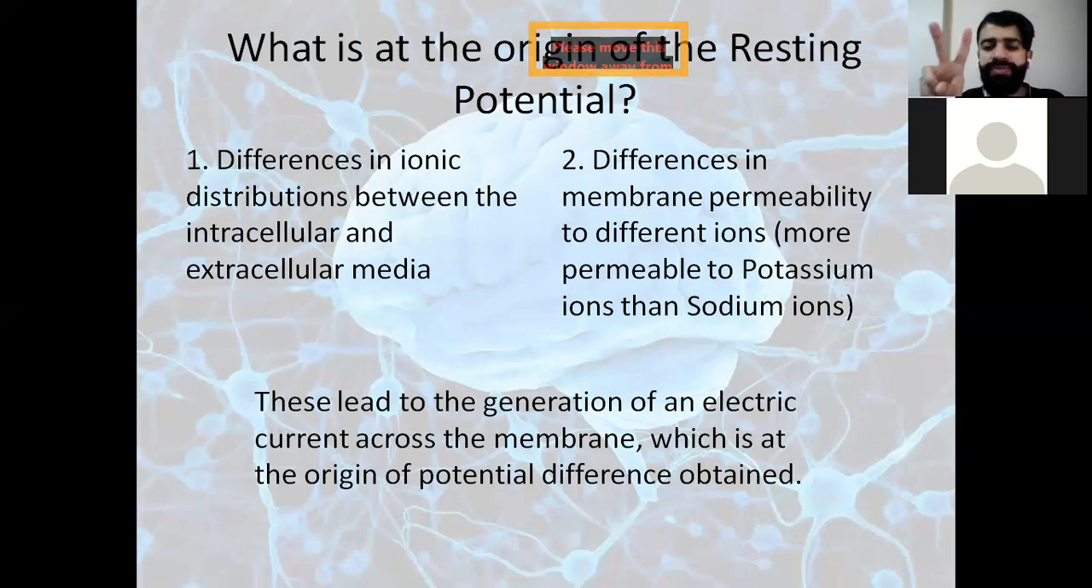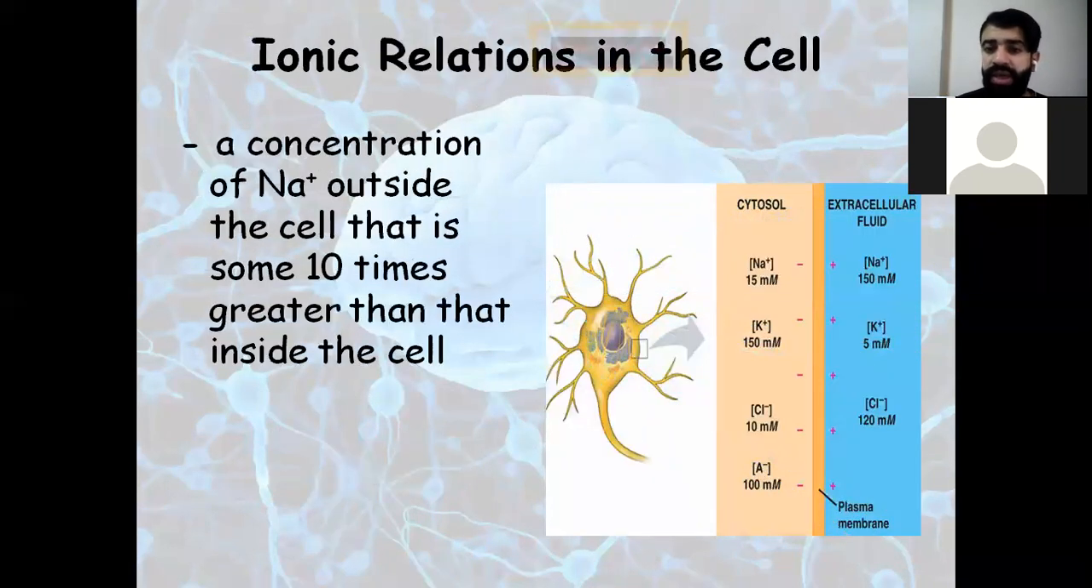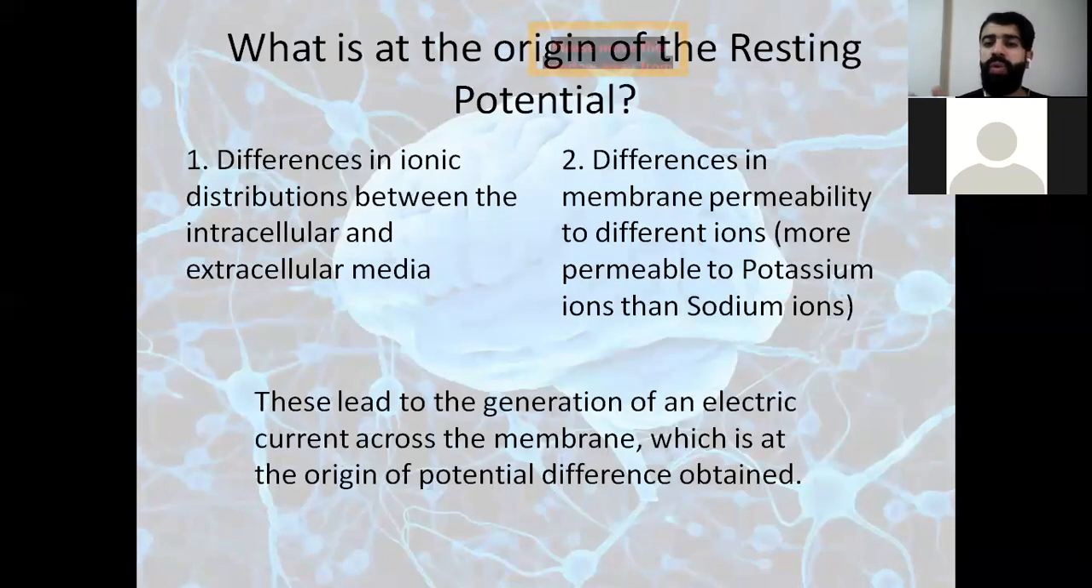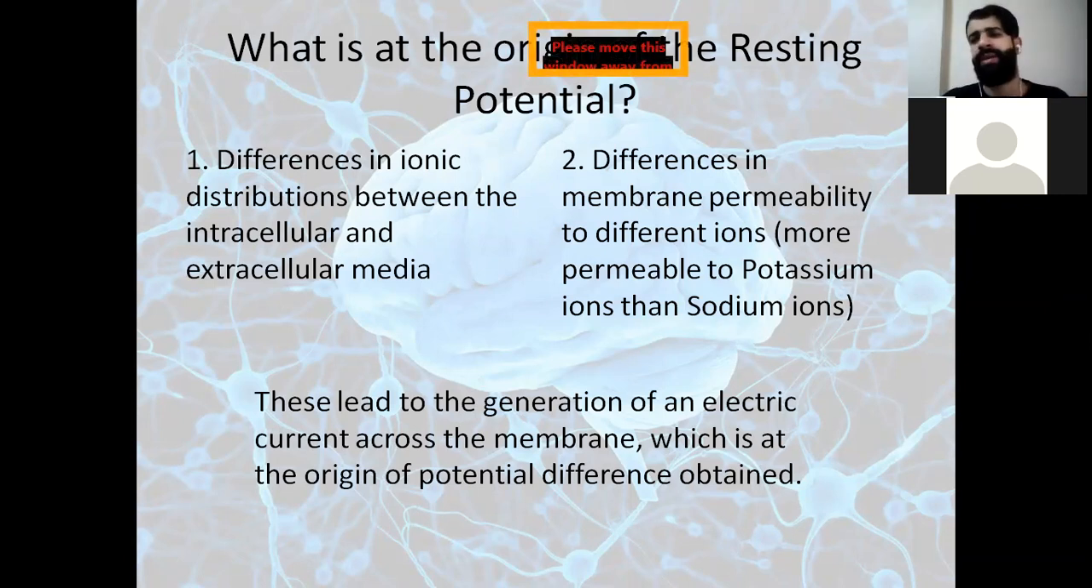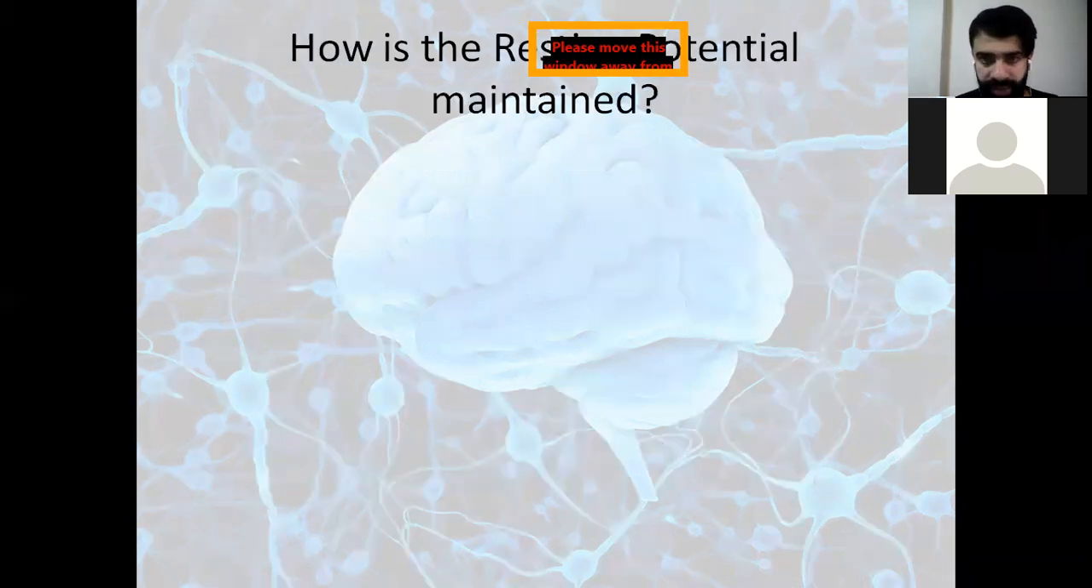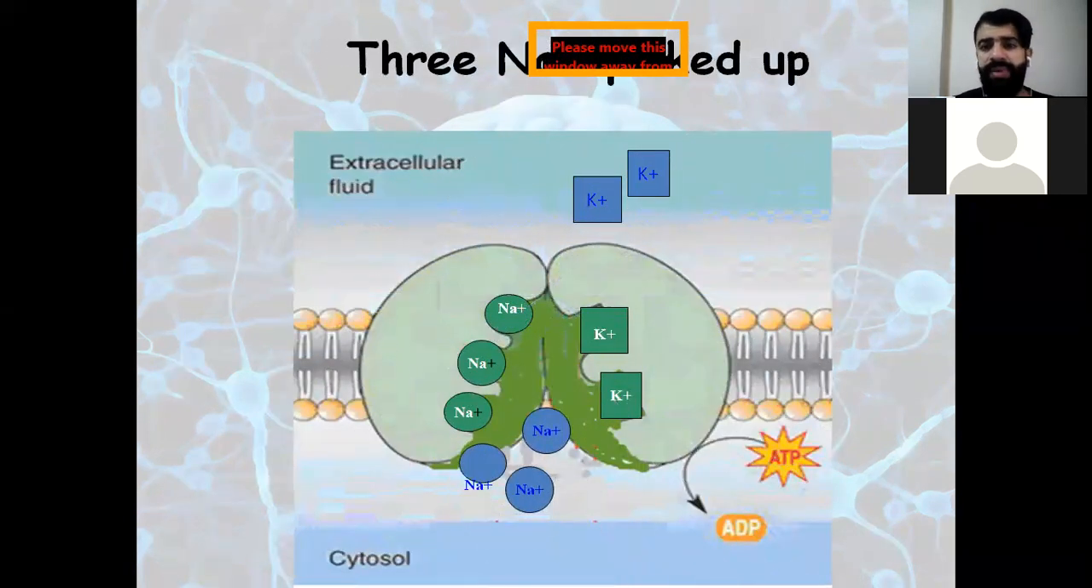So we have two causes for the resting potential: difference in the ionic concentrations between the intracellular and the extracellular, as we see in this figure, and also difference in the membrane permeability. For example, this channel allows the entrance of K plus more than Na plus. This channel allows the entrance of Na plus more than Cl minus, let's say. So this is called the membrane permeability.